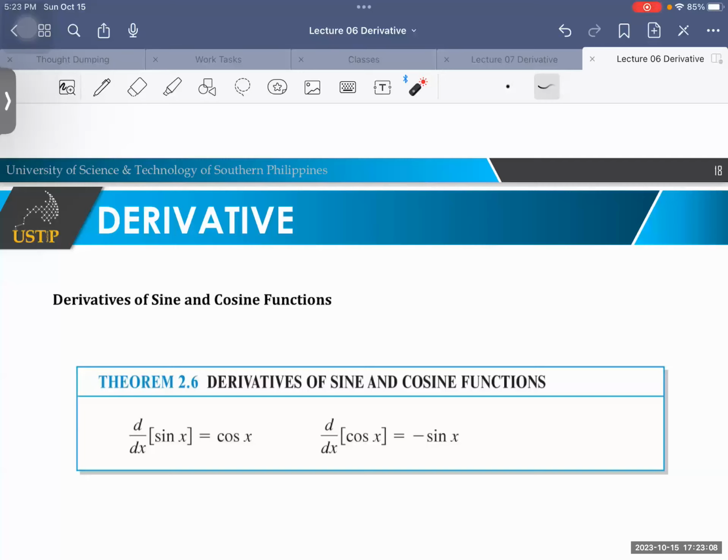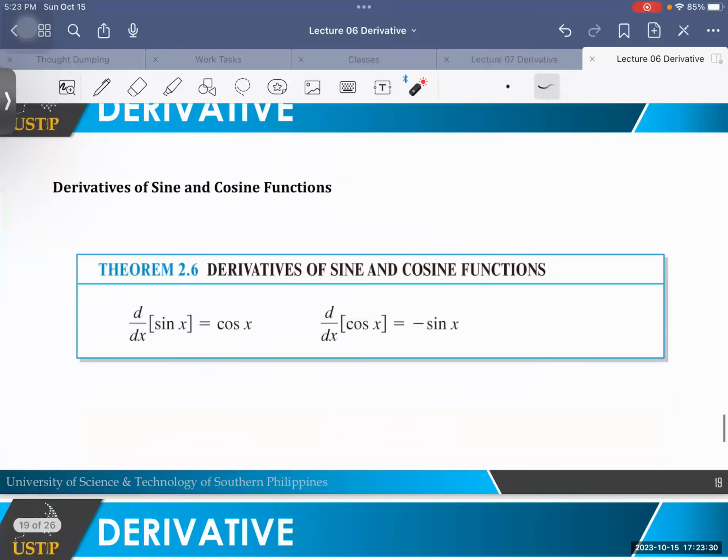The derivative of sine is cosine, but the derivative of cosine is the negative of sine. They can't be swapped. Okay? Again, the derivative of sine is cosine. The derivative of cosine is negative sine. Students sometimes mix up the negative. Okay? So just recall that.